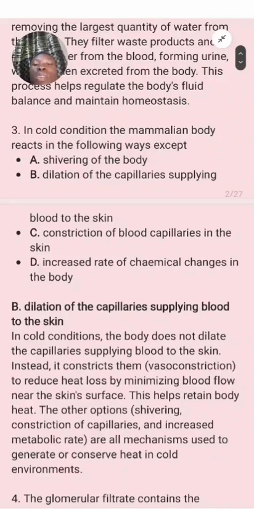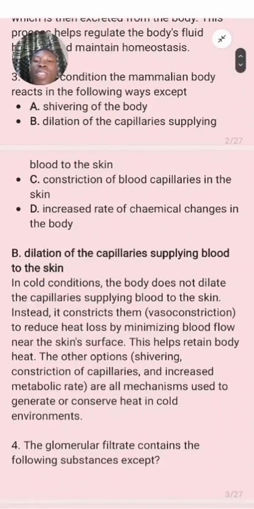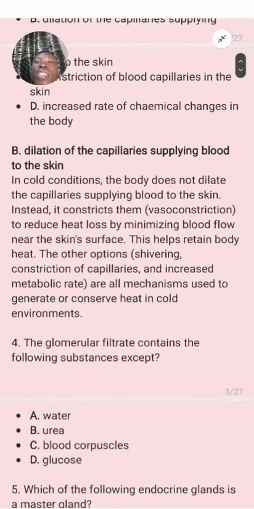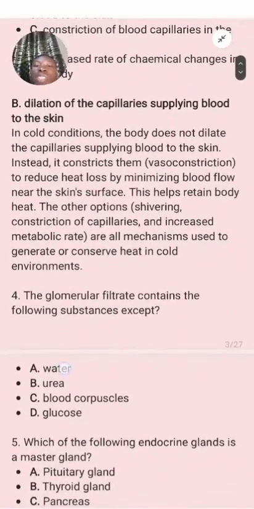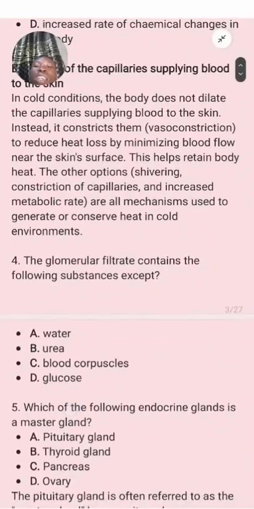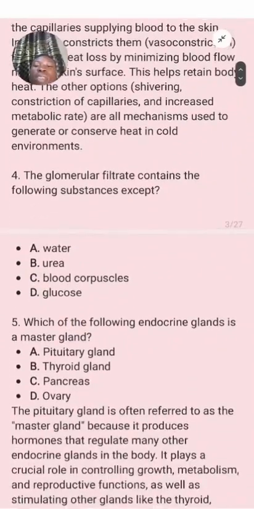The body does not dilate. Okay. Instead, what we have is vasoconstriction. So I want you to remember that during cold condition, what we have is vasoconstriction. Then during hot condition, what we have is vasodilation.